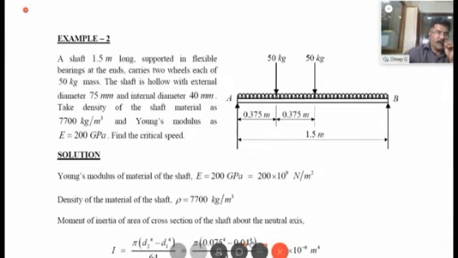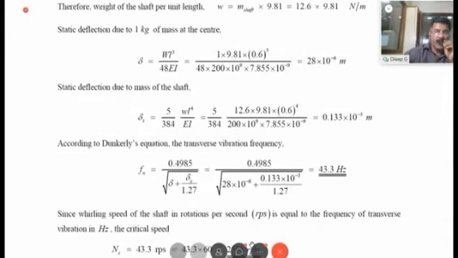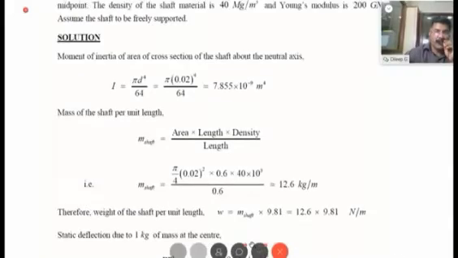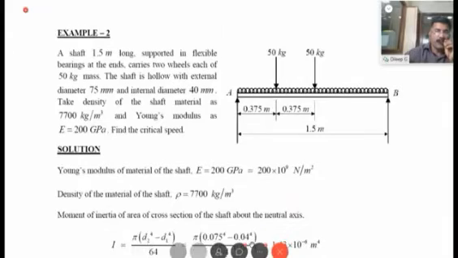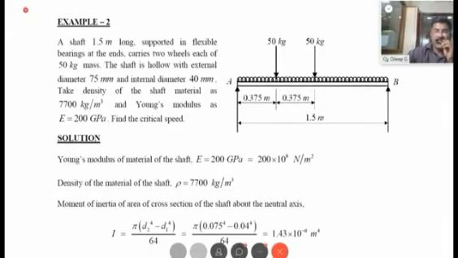We will do one more problem. The first problem is over. You have to find out the critical speed. Now we will solve another problem. We'll look into another problem. This was once asked for the university examination.